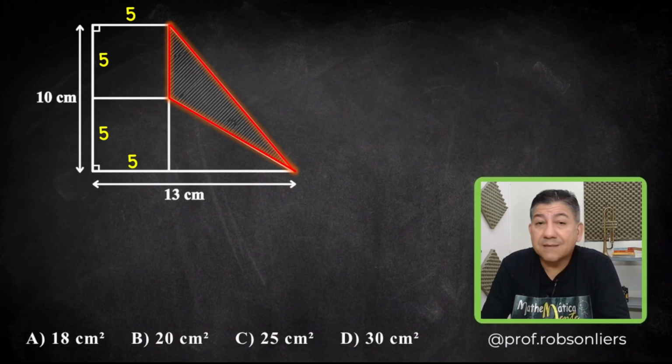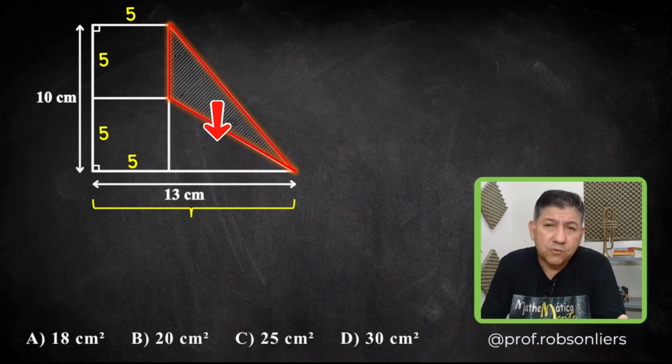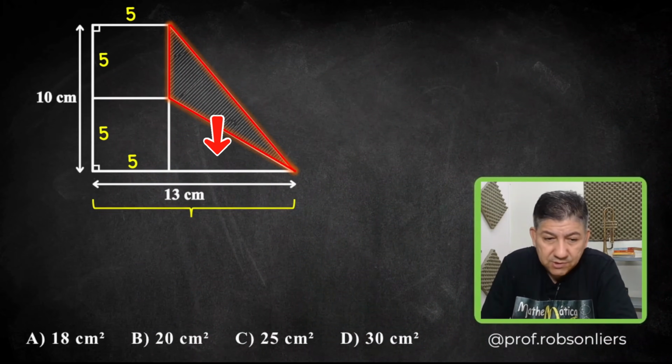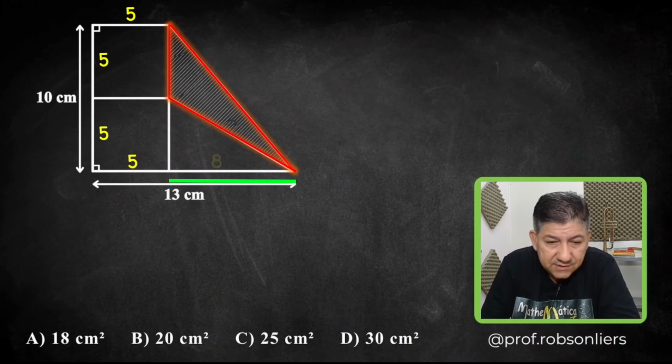If this distance at the base here of this figure is 13 centimeters, we already have a distance of 5 centimeters there. The base of this square, how much is missing for us to complete the 13 centimeters? Well, if we already have 5, we're missing 8 centimeters. That's it. 8 plus 5 is 13. So, this distance here, look, is 8 centimeters.